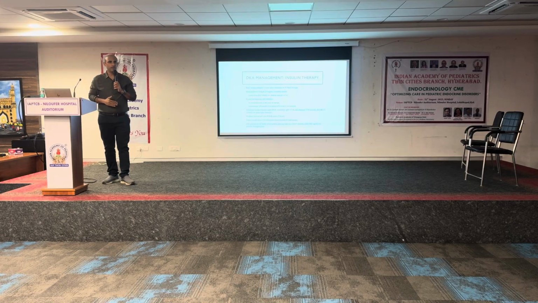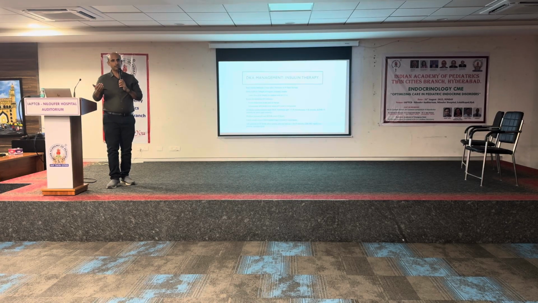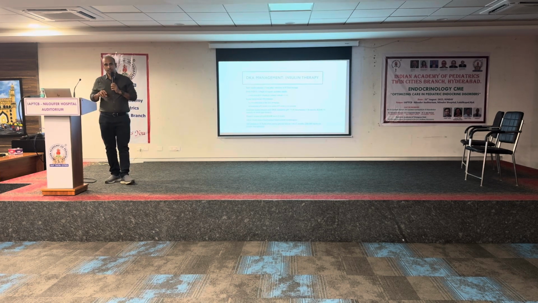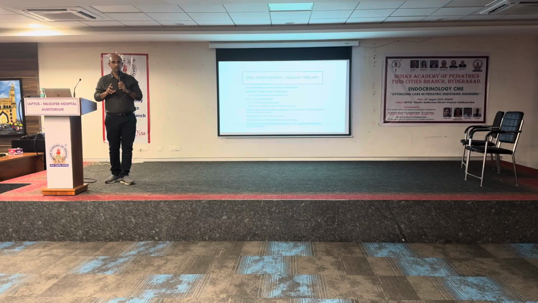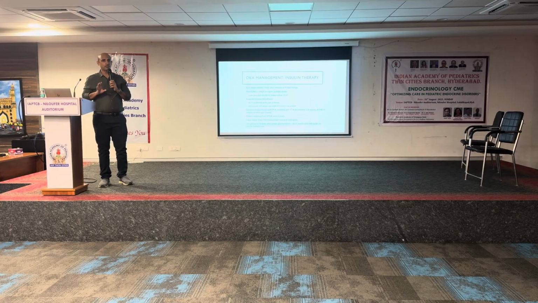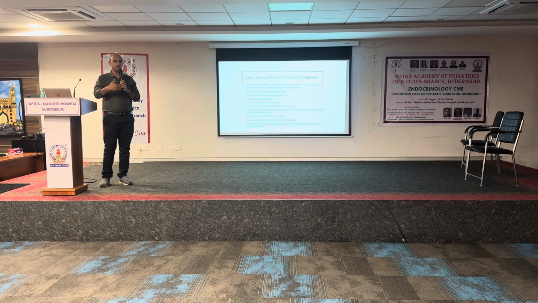But if the sugars are falling very low, somewhere around 250, 300, you need to start adding dextrose so that you can push more and more insulin to suppress the lipolysis and ketosis. That is a very important point in management. So never target the glucose. You push as much glucose as possible and as much insulin as possible, so that your aim is to suppress the ketosis, not to correct the glycemia.